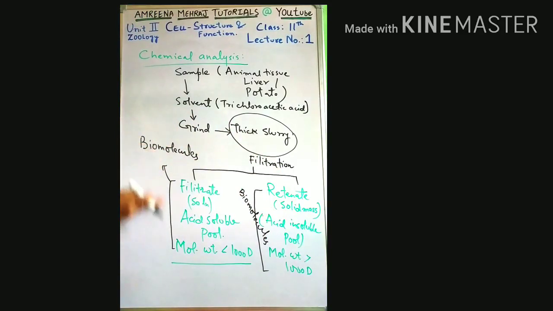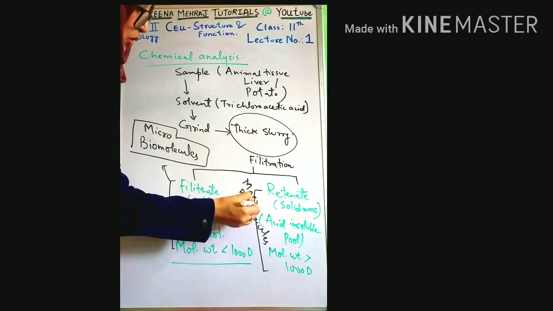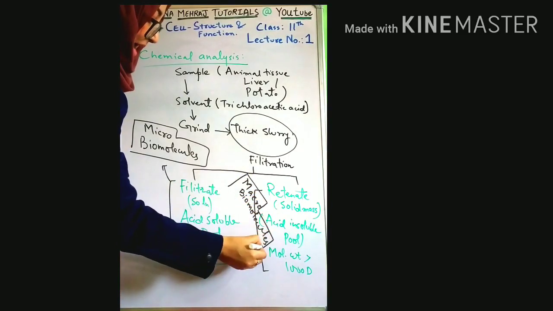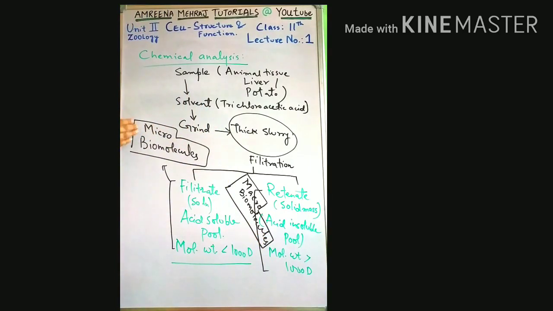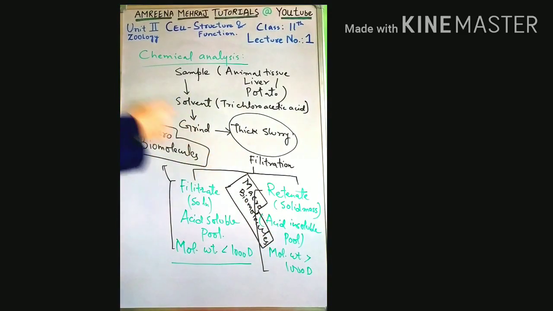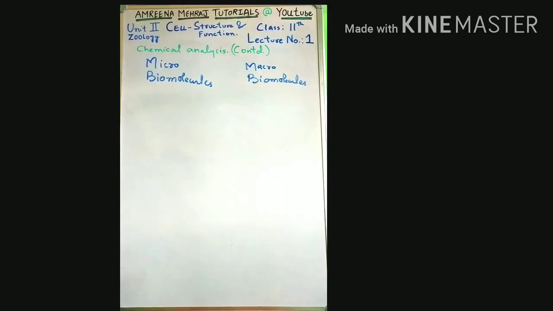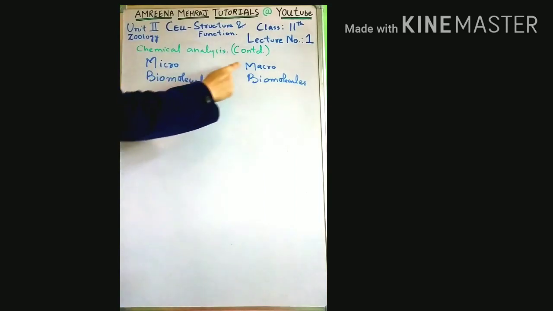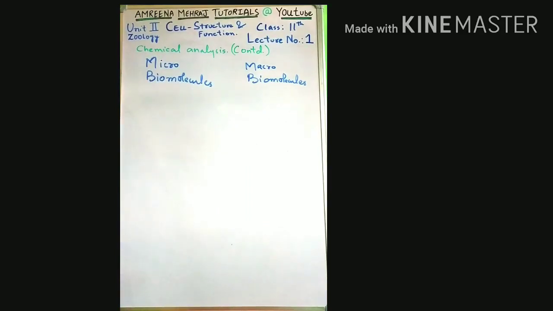Accordingly, these molecules were called microbiomolecules and these were called macrobiomolecules. So you have two terms. All the biomolecules with less than 1000 Dalton molecular weight, they are microbiomolecules. All the molecules whose molecular weight is more than 1000 Dalton, they are called macrobiomolecules. So we got two types of biomolecules, microbiomolecules and macrobiomolecules.